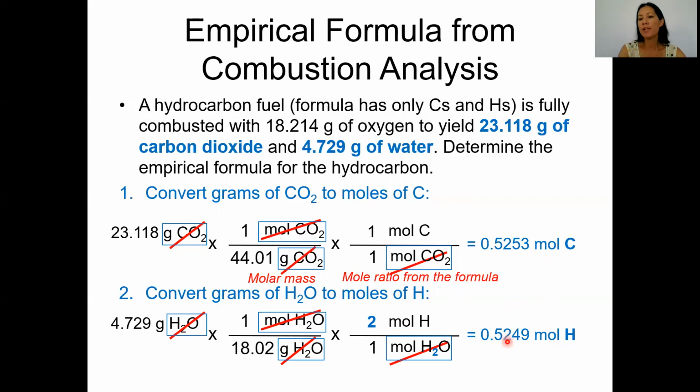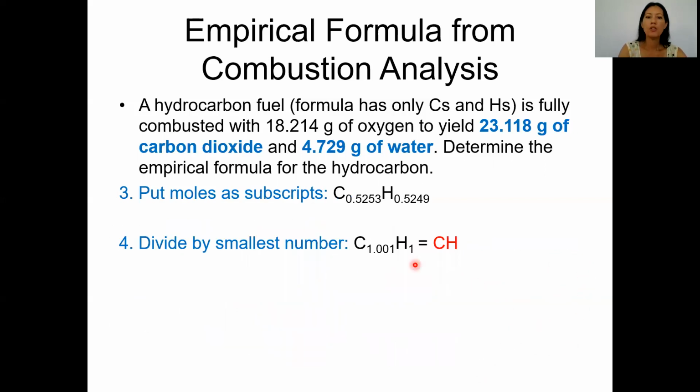And you can see they're almost identical. So it is going to end up being 1-to-1. You can formally just go through the process, put those numbers as subscripts, divide by the smallest number, and you get 1-to-1, or CH as your empirical formula.